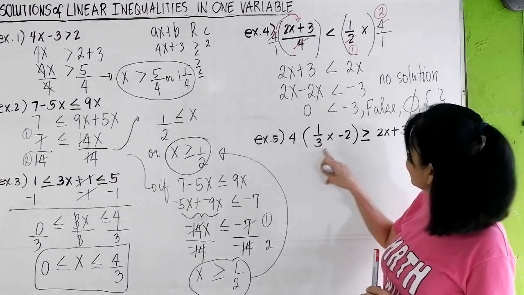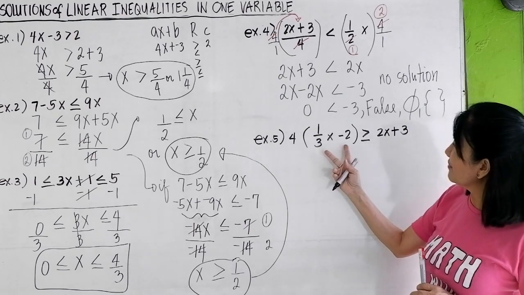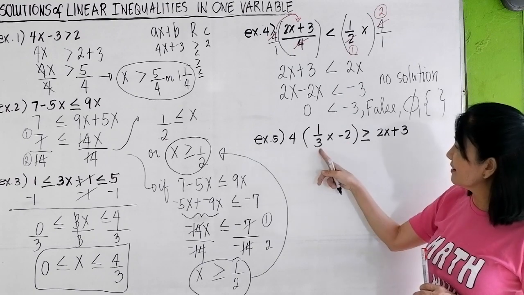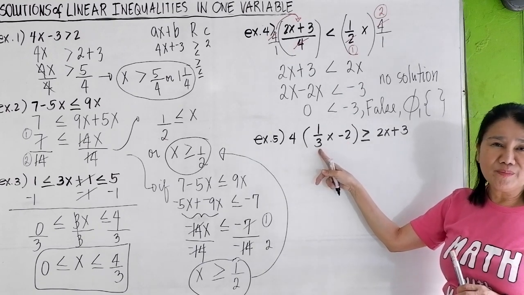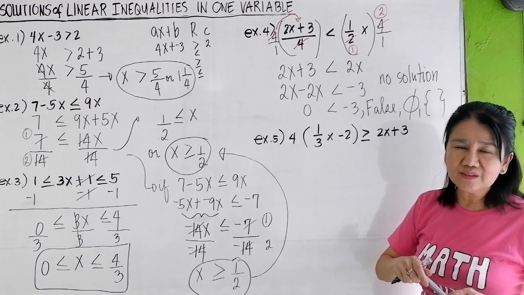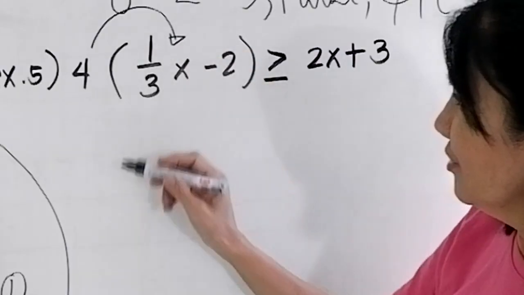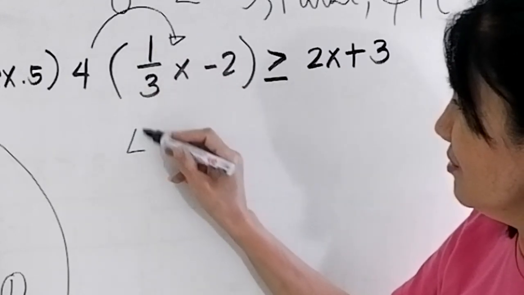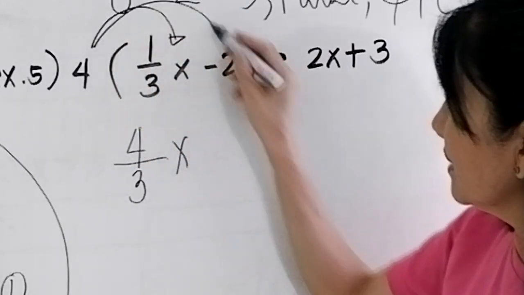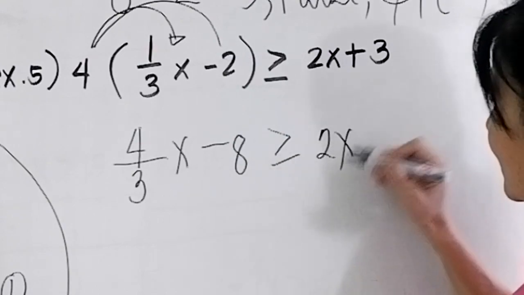Example number 5. I made it more complicated this time. Aside from having two expressions here, I multiplied it by 4 and then I included a denominator. Did you see that? Now, in this case, all you have to do is to distribute 4 first. So you have here 4 times 1/3 x is now 4/3 x. 4 times negative 2 is negative 8. It is greater than or equal to 2x plus 3.